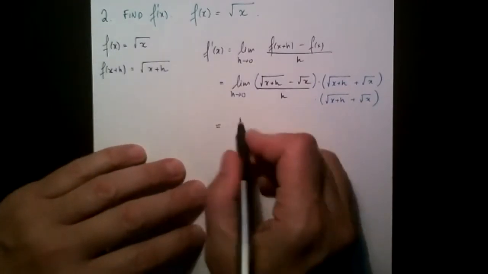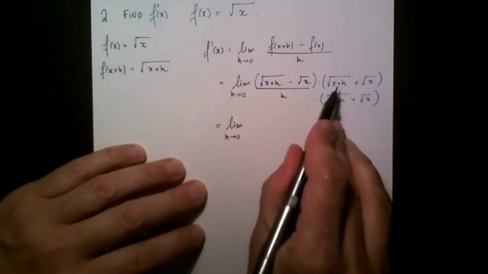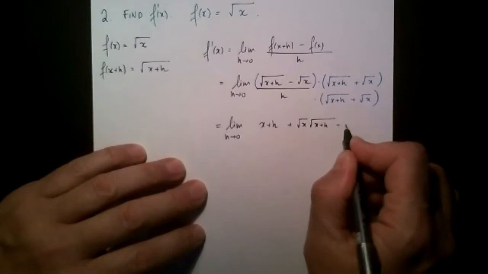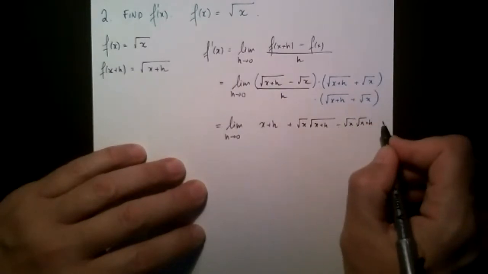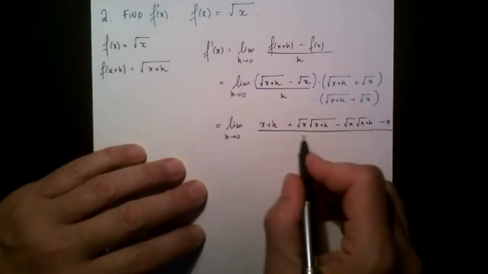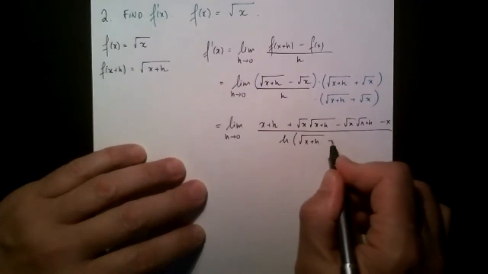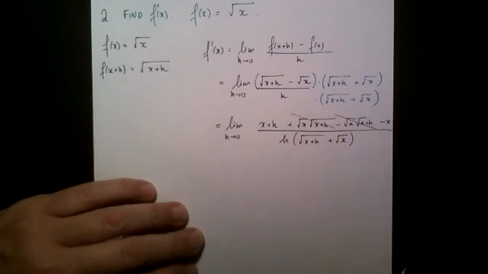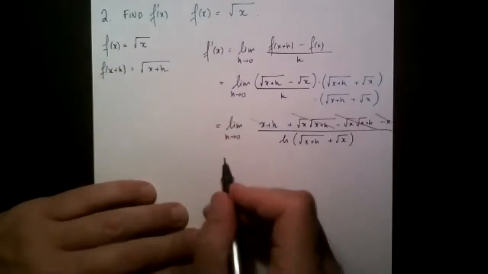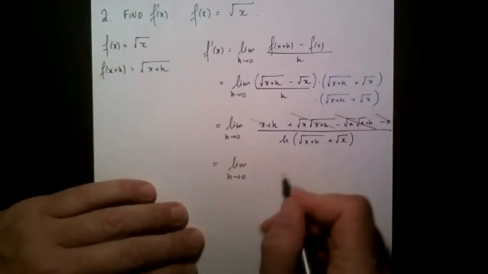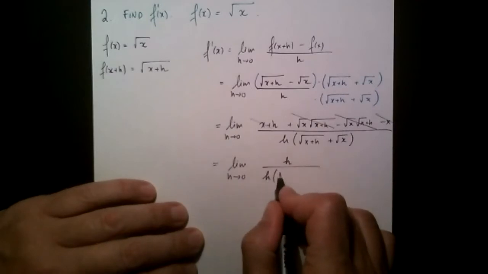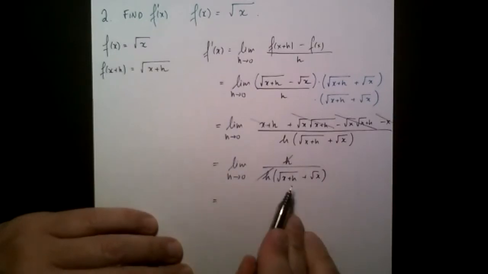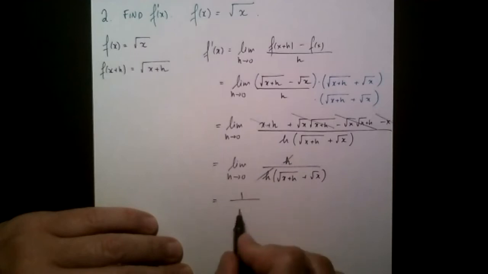Okay. So on top, root x plus h times root x plus h gives x plus h, plus root x plus h times root x, minus root x times root x plus h, and then minus x. On the bottom, it doesn't change, root x plus h plus root x. Okay, so the cross terms disappear, x minus x disappears, and limit as h approaches 0, so h over h times root x plus h plus root x. Cancel out the h's. Plug in h is 0, you get 1 over root x plus root x, which is 1 over 2 times root x.